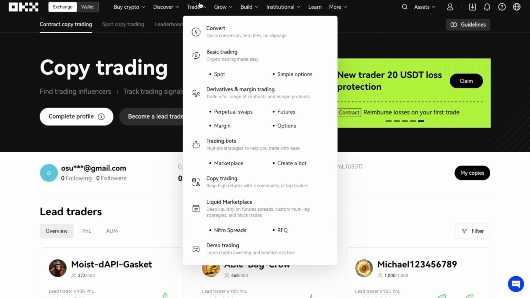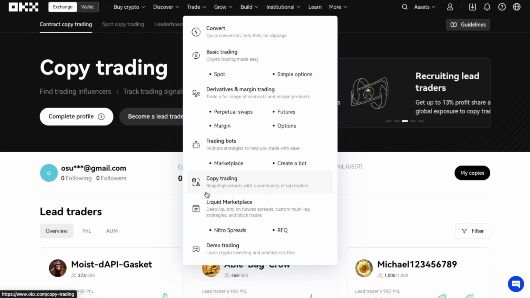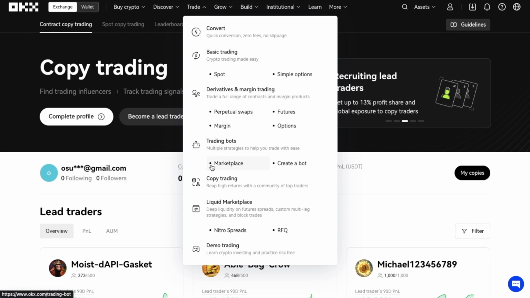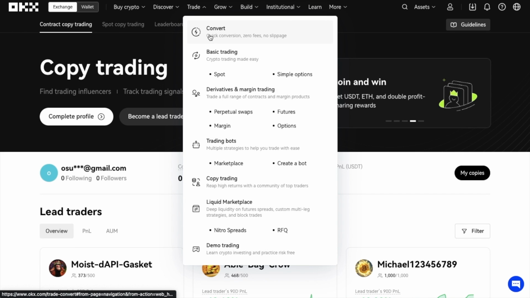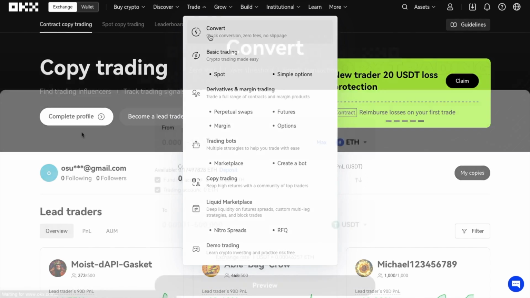Here we've got a few different options available. So you can choose to convert, you can create basic trades, derivatives and margin, copy trade and demo trade. Today, we're going to be focusing on convert and basic trades for this beginner's guide. First, let's take a look at how to convert.